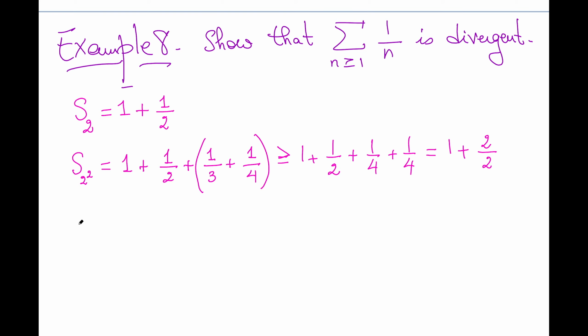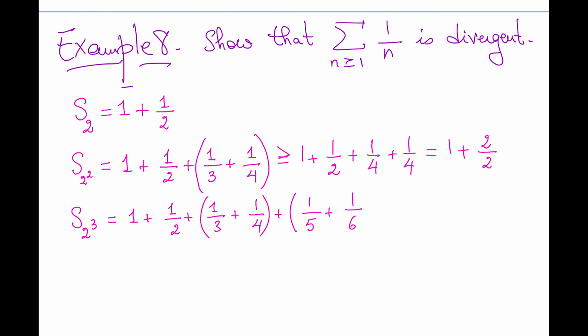All right. Then he's going to keep looking at S sub powers of 2. The next one is 2 cubed, so S8. He's going to add the first 8 terms. The fifth term is 1/5, plus 1/6, 1/7 and 1/8. As we did before, 1/3 is bigger than or equal to 1/4, so that is going to be bigger than or equal to 1 plus 1/2 plus 1/4 plus 1/4, right?